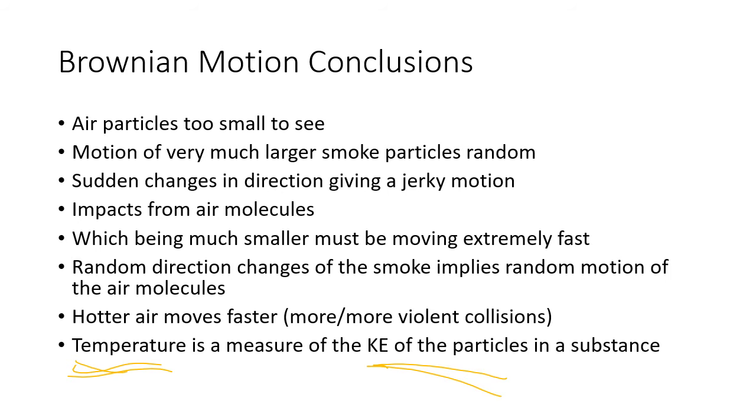So temperature is a measure of the average KE of the particles in a substance, and that's what the particle model says. And Brownian motion is our evidence for the particle model. It was not properly interpreted until Einstein in 1905.